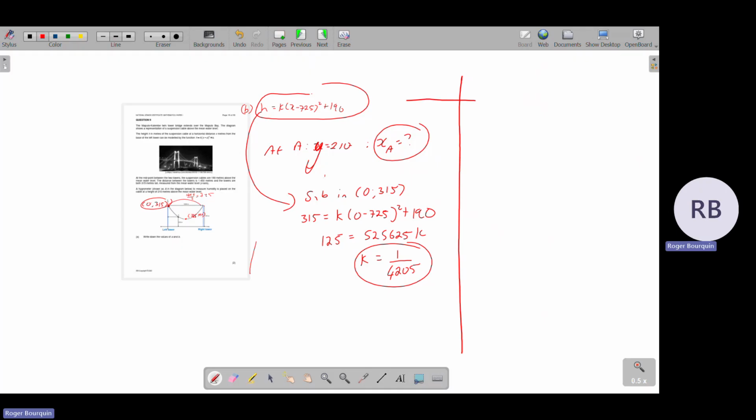But first I've got to get the equation, right? So the equation is what? The height is equal to 1 over 4205, times x minus 725 all squared plus 190. That's the equation which gives us the height, right? But we know that at A, y is equal to 210, right? Well, the height is 210, right? So it becomes, so I sub that in.